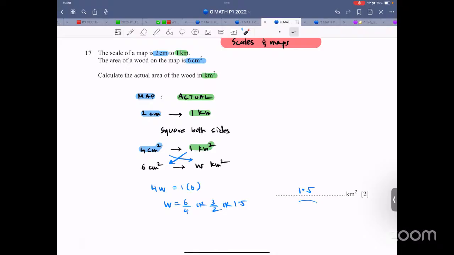So we don't have to use that usual thing that 1 kilometer is 1,000 into 100 centimeters. We are not using that. We are using this thing, that is the scale of a map. For example, the map of Pakistan is drawn and they write the scale 2 centimeters is to 1 kilometer. So now this is the map, and this is the actual: 2 centimeters is 1 kilometer. Square both sides. That means on this map, 4 centimeter square is 1 kilometer square. 6 centimeter square is W. So W comes out to be 1.5 kilometer square.